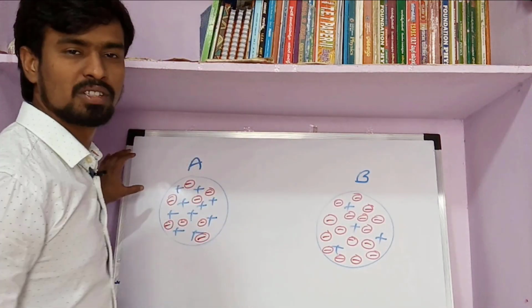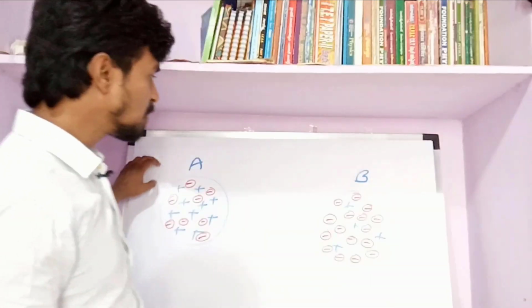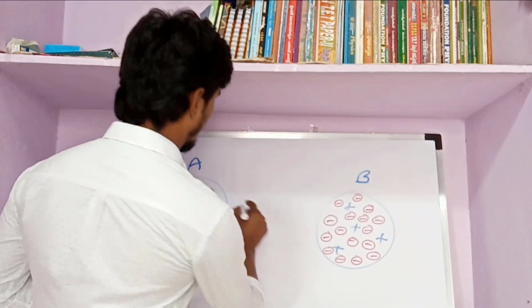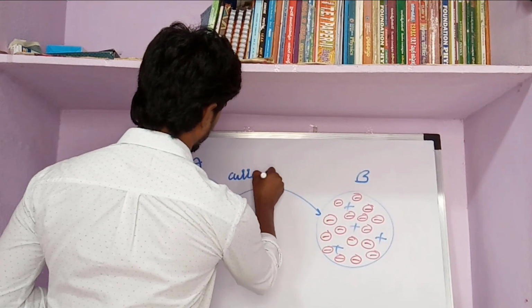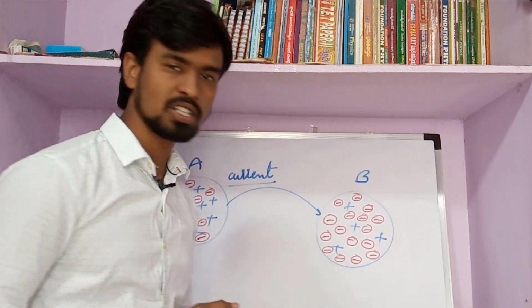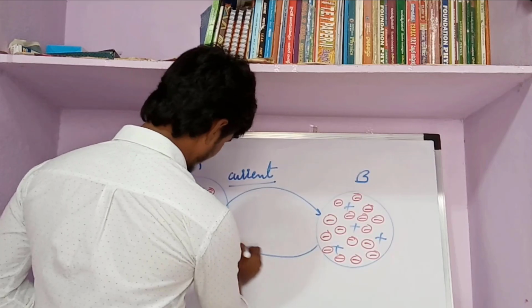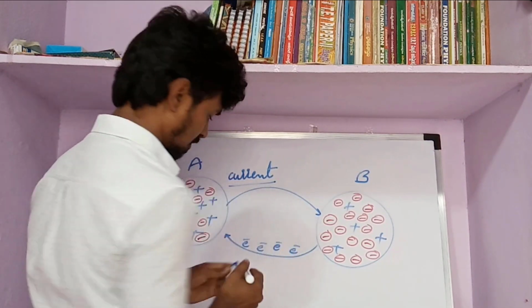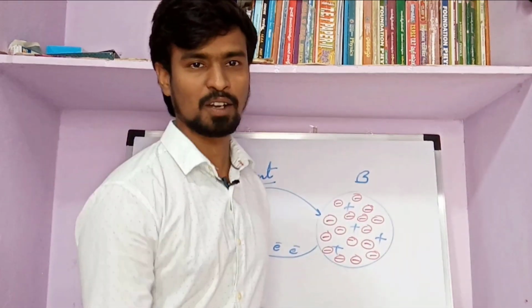The majority of positive charges we call high potential and the majority of negative charges we call low potential. Current flows from high pressure to low pressure, so the current flows from here to here. At the same time, charges flow from low pressure to high pressure. So electrons flow from low pressure to high pressure, and this we call electric potential.